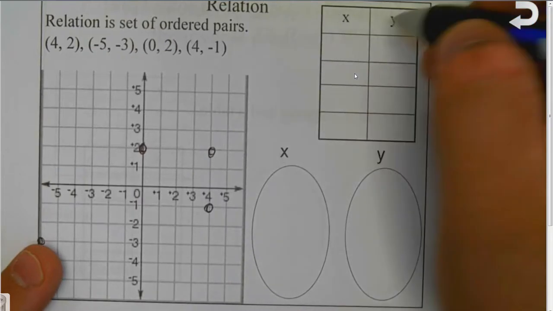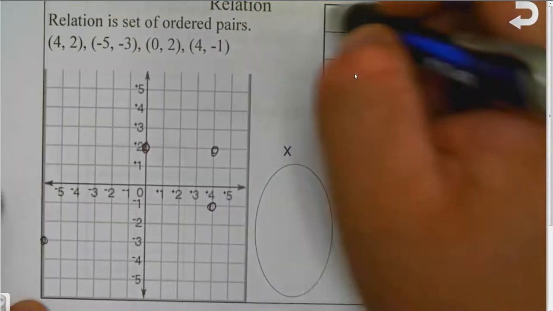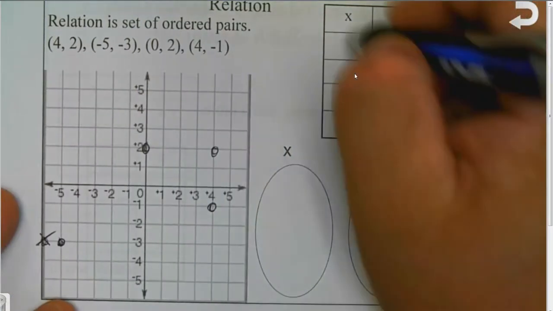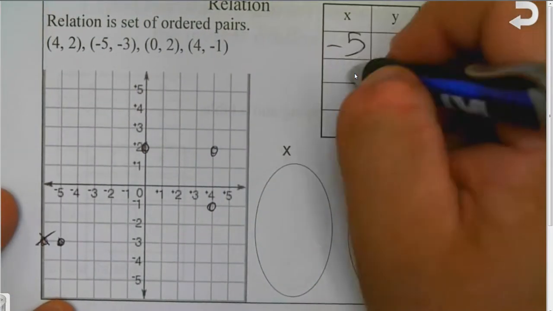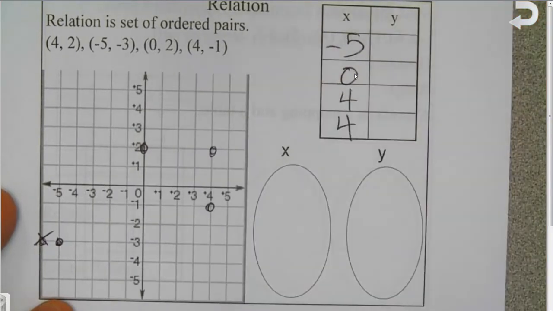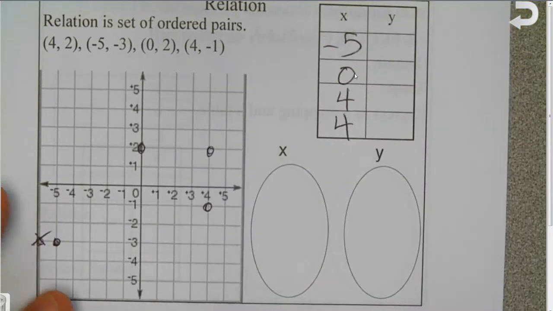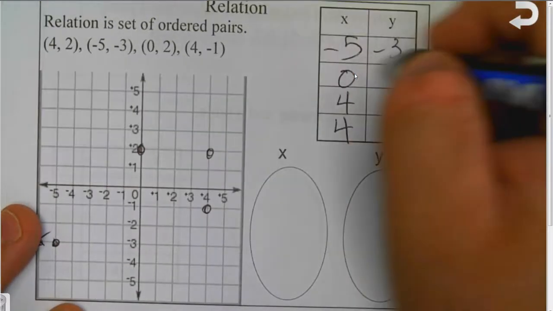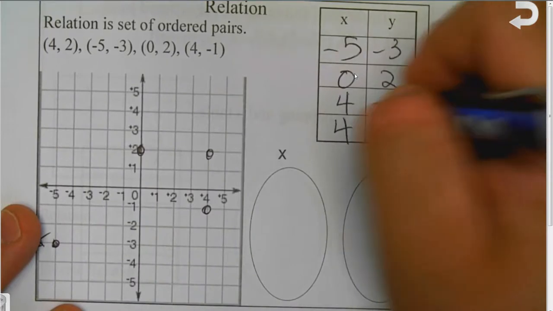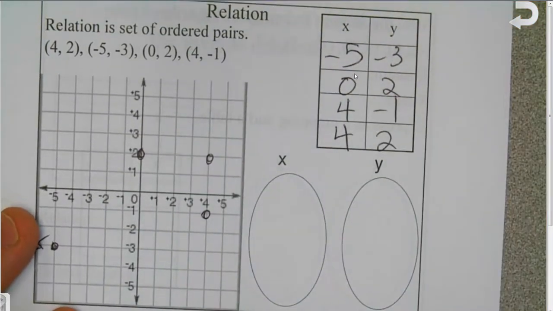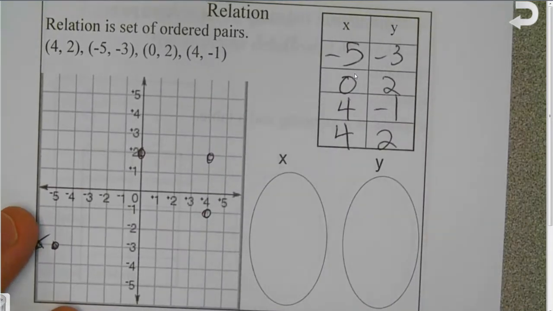So when we have a table, we order the x values. So we have -5, we have 0, and we have 4 and 4. And notice how I had to write 4 twice for the table. And then we pair the y values with it. So -5, -3; 0, 2; 4, -1; and 4, 2. Doesn't matter which order we go in there, as long as we get them all there.